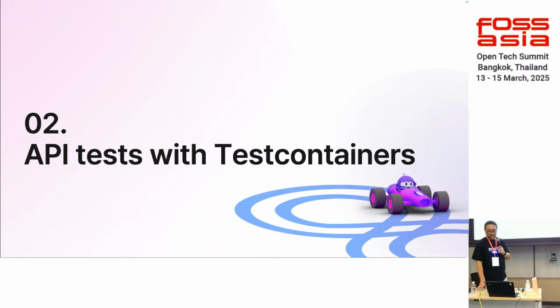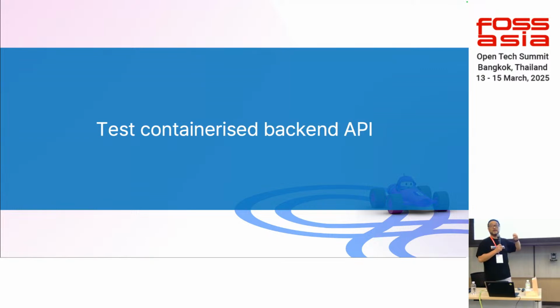Right, so now we are moving on to the next step. Now we are using Testcontainers for API testing, right? Our application is already containerized and we are running this container as a backend API. If we run a unit test on our local machine, that's totally fine. But if we want to test something running in a container, how can we do that? Testcontainers. This is the one we are going to practice.